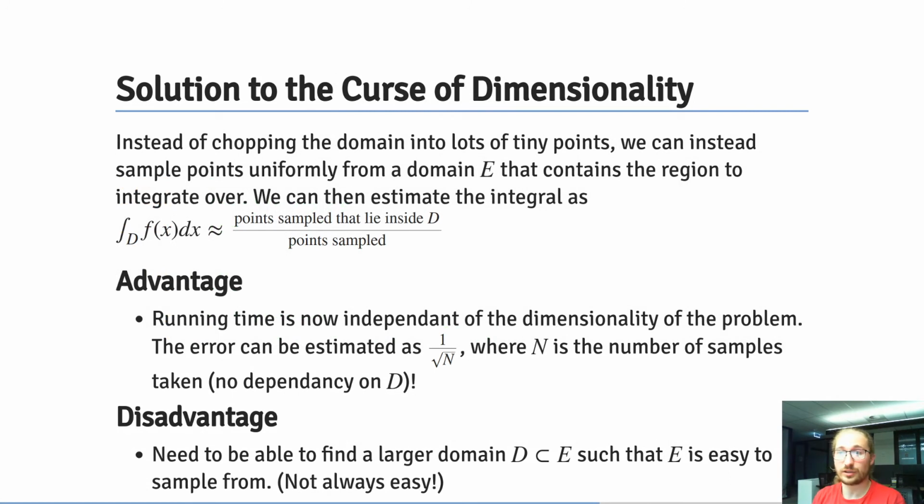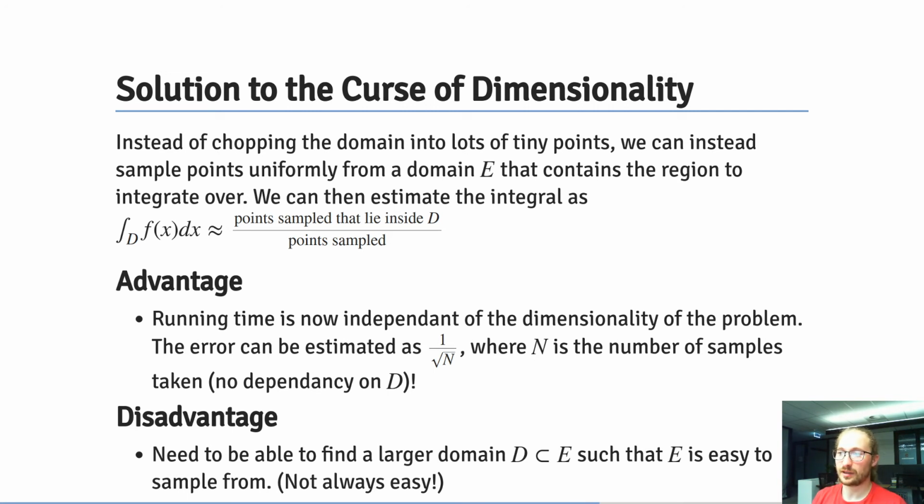Thankfully, there is a resolution to this problem, and the solution is quite surprising. Instead of chopping the domain into lots of uniform little chunks and sort of walking across and adding each chunk, you just randomly sample points uniformly from a bigger domain that you know how to sample from, and then you basically measure from the bigger domain how many points landed inside the region you're interested in, and then you approximate the integral as the number of points that landed inside the region D that you care about, divided by the number of points sampled in total.